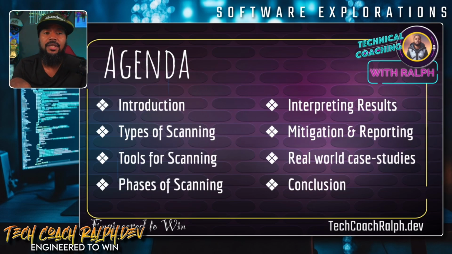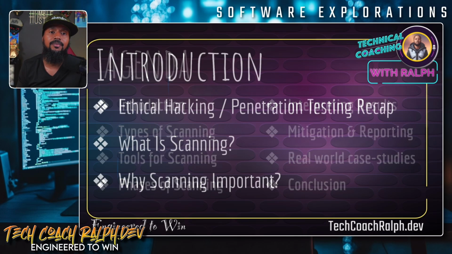So on our agenda for today, we're going to have our introduction to scanning. We're going to talk about the different types of scanning, the different tools that are used for scanning, the different phases of scanning, and how to interpret the results that we get from our scanning jobs. We're going to talk about mitigation and reporting of our results. And then we're going to look at a real world example, a real world case study, and then we're going to wrap it up with our conclusion. All right, so let's get to it.